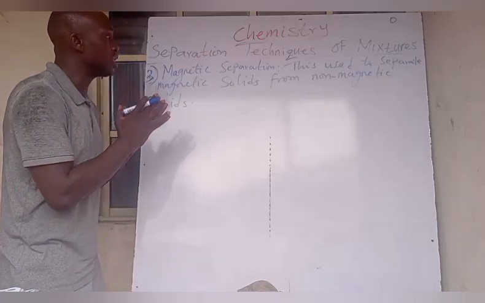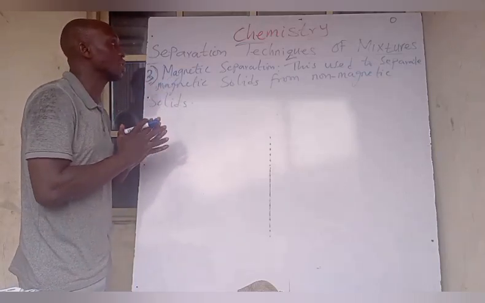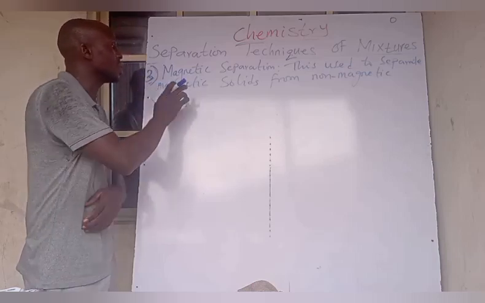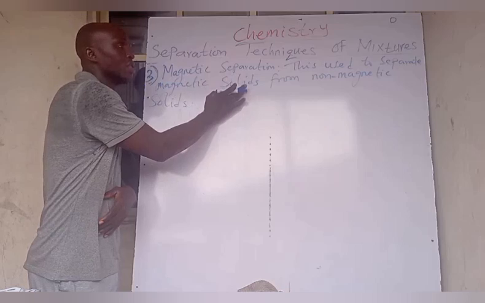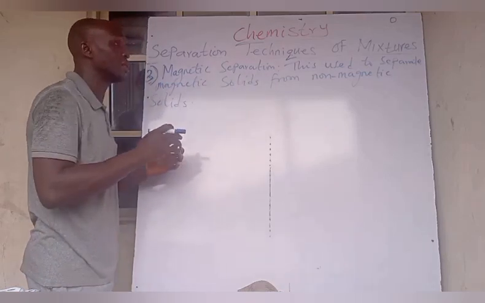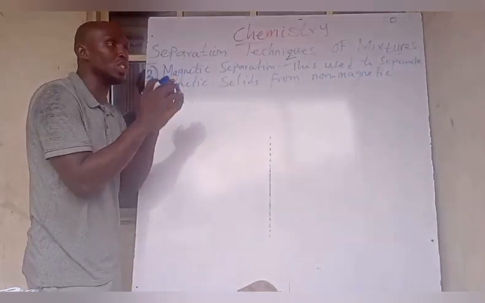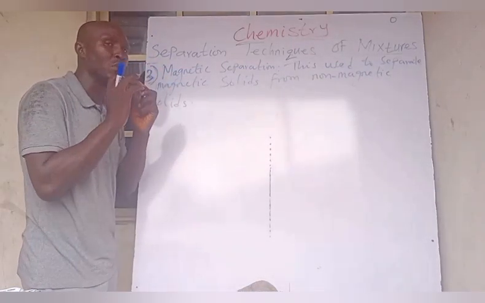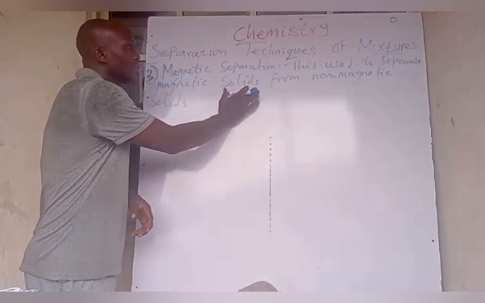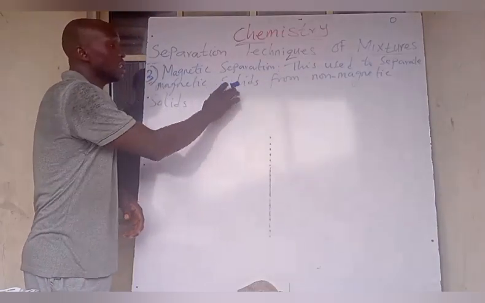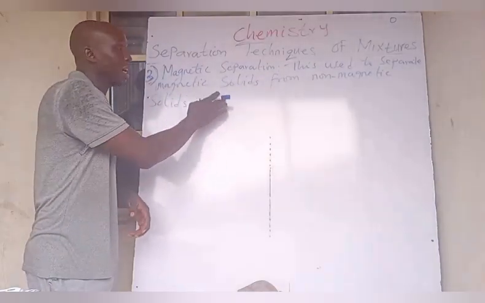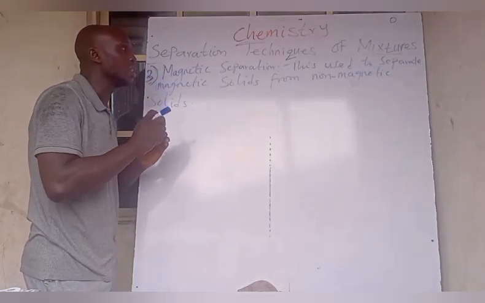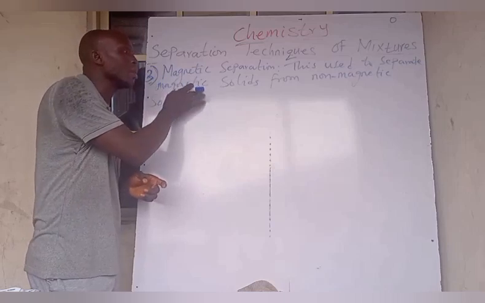Now, before you use this method of separation, it's called magnetic separation. Before you use this method, you must understand that it is basically used to separate magnetic solid materials from non-magnetic solid material. That means to say that a mixture contains both magnetic substances and non-magnetic substances. But remember, both of them must be solids. Solids, not liquid. Right? And you must understand that one of the constituents contains a magnetic material.